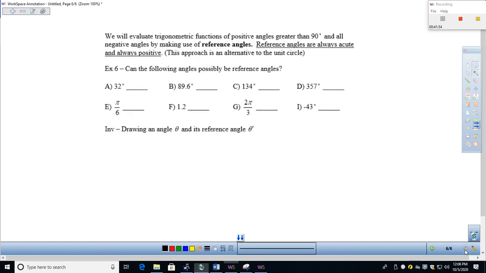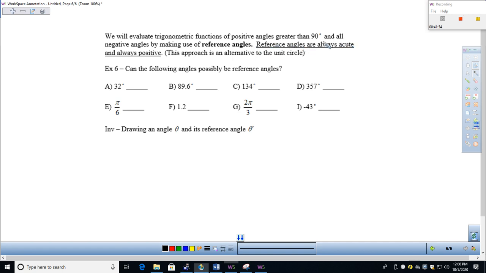Cool. All right. Now, this is just a prelude into the next lesson, which happens to be entitled Reference Angles. And I'm going to be just super fast with this, just as an introduction to what you're going to see tomorrow. So let me read it. We will evaluate trigonometric functions of positive angles greater than 90 degrees and all negative angles by making use of what's called reference angles.